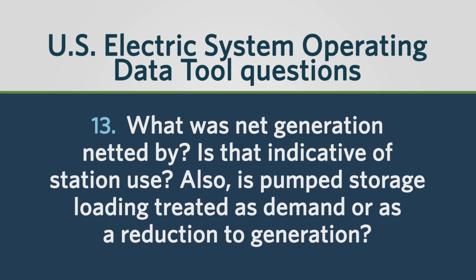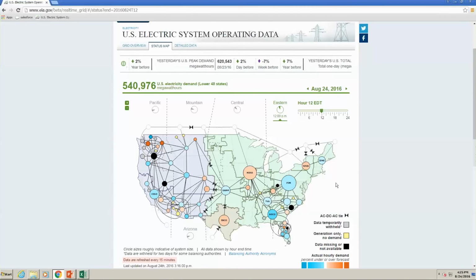What was net generation netted by? Is that indicative of station use? Also, is pump storage loading treated as demand or as a reduction to generation? Again, both of those have to do with how the reporting entity handles those, so I can't tell you definitively what the answer is. Net generation is net of station use, yes. I need one moment here, please bear with me.